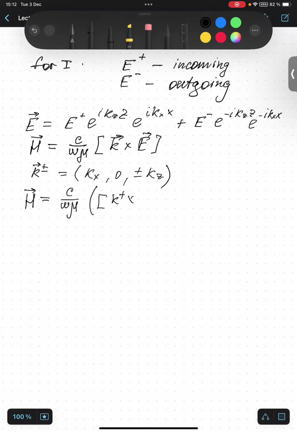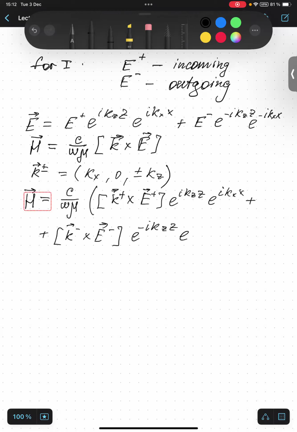E plus, e^(i kz z) e^(i kx x), and second part, minus, E minus, e^(-i kz z) e^(i kx x).